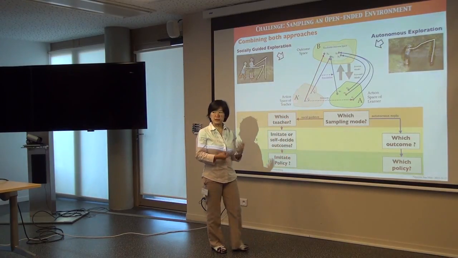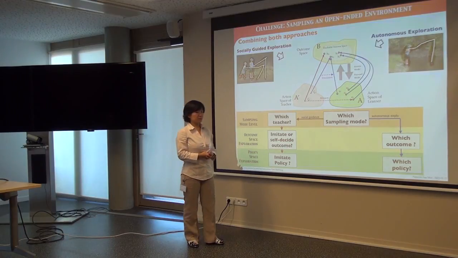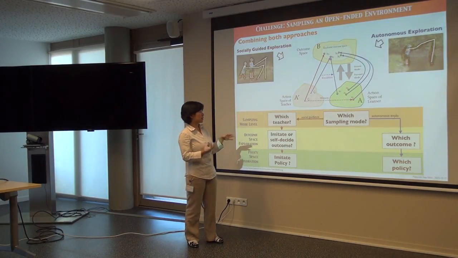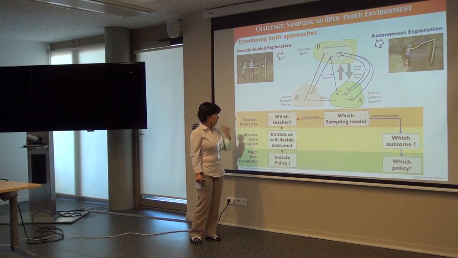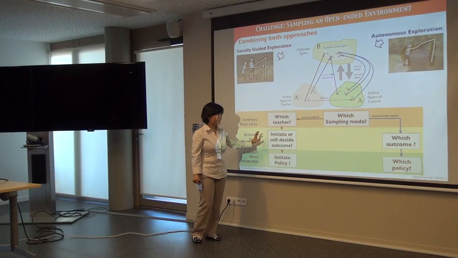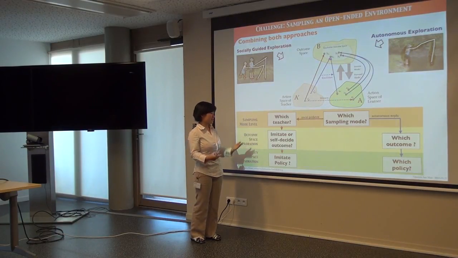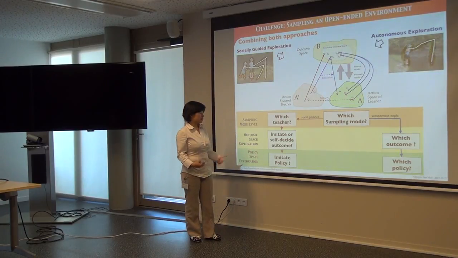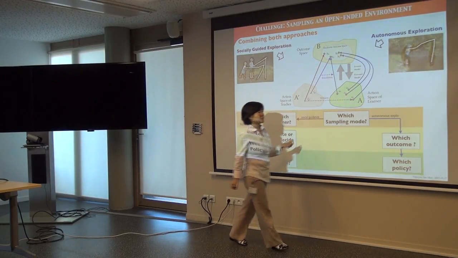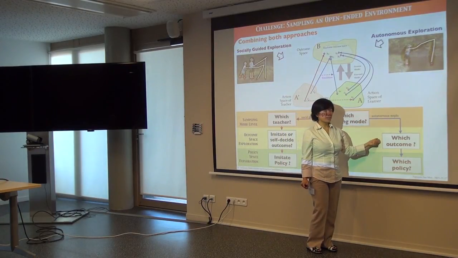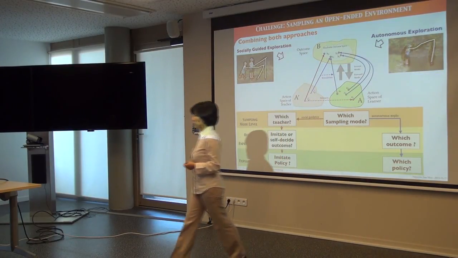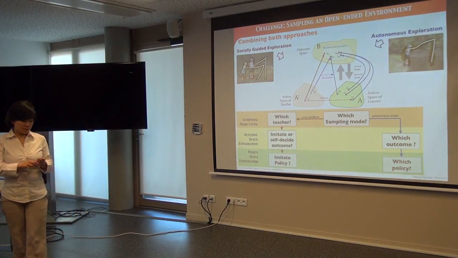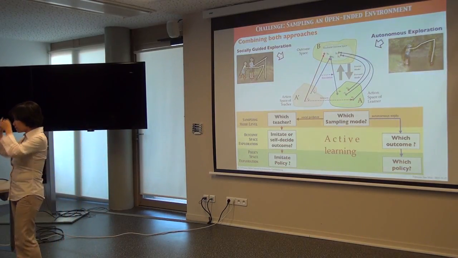which sampling mode you would want to use, but this active learning principle can be applied to other levels to decide which teacher you want to learn with, how to imitate, if you want to imitate or mimic, if you want to imitate or decide yourself on the outcome, or if you want to imitate the policy or devise your own policy. And in the same way, if you do autonomous exploration, you can either decide on an outcome you want to use and also decide which policy you want to perform. So these questions can be answered with active learning.